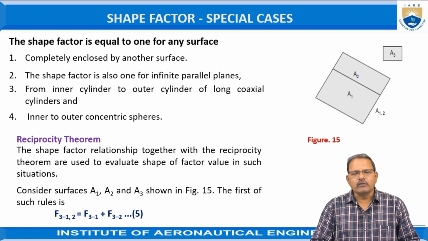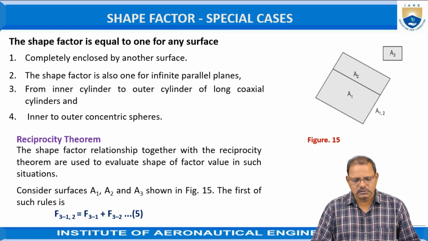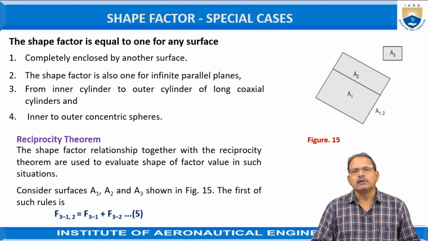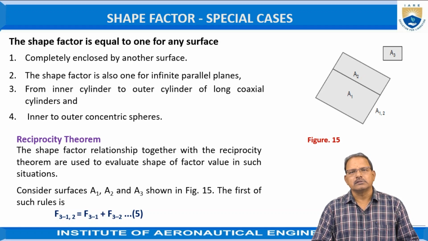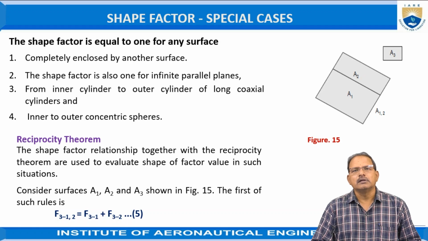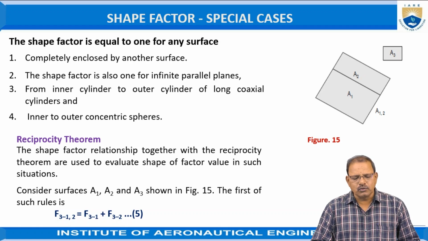The shape factor is equal to 1 for any surface under the following conditions. The first condition is when the surface is completely enclosed by another surface. That is, when one object is enclosed by another object, then the shape factor is treated as 1.